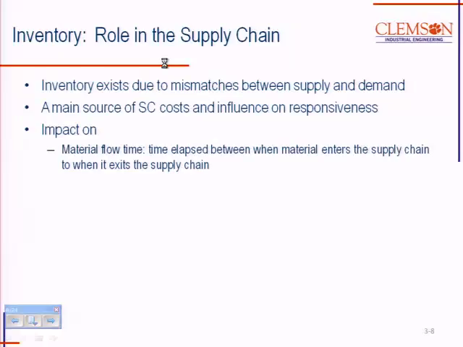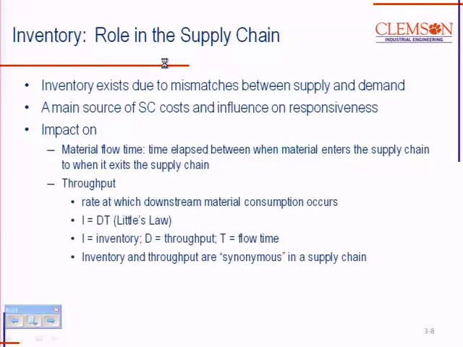It has an impact on two key things: material flow time, which is the time from when material arrives in the supply chain or some piece of the supply chain to when it exits the supply chain or some piece of the supply chain. And it has an impact on throughput. So the throughput is that you look at any particular marker in the supply chain and observe how fast product makes it through that piece or gets consumed beyond that point. So it's the rate at which downstream material consumption occurs.